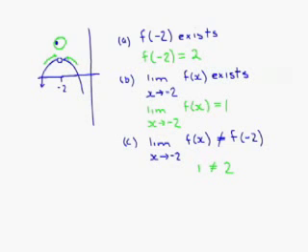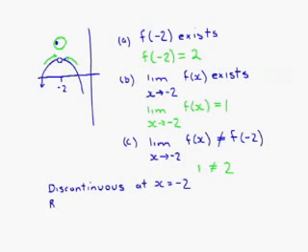As soon as one condition fails, then we can no longer say that the function is continuous at this point. So, we now know that the function is discontinuous at x equals -2. The underlying question remains: what type of discontinuity are we dealing with? In this case, we are dealing with a removable discontinuity.